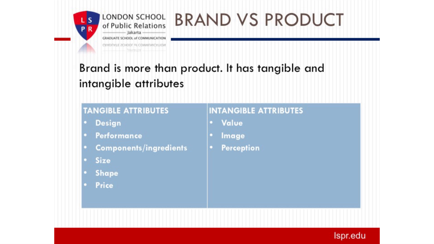And then there's image and perception. For those who drive an Avanza versus those who drive a Mercedes, of course, you have a different sense, different image, different perception. People will see you differently when you drive a branded car compared to just a regular, everyday economy car. So basically, these are the first things you have to understand when we want to start strategic branding: what is a brand and what is a product?